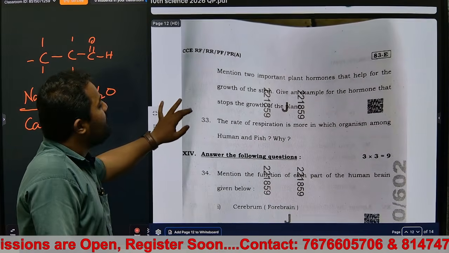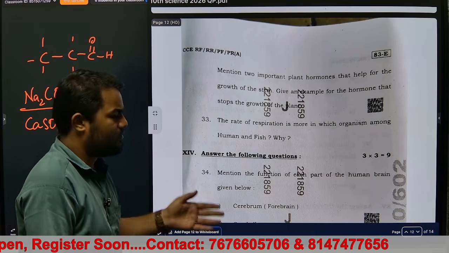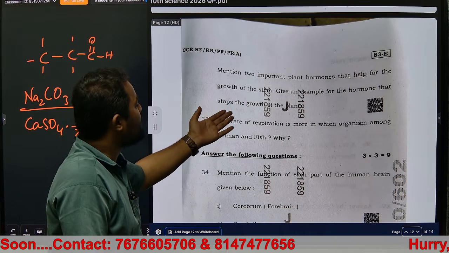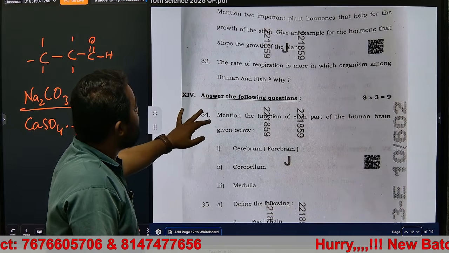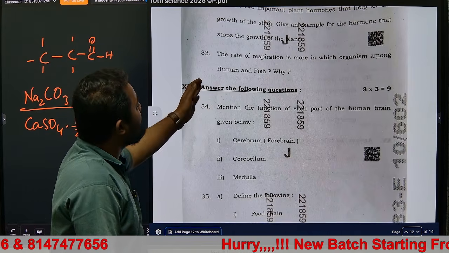Mention two important plant hormones that help the growth of the stem: auxin and gibberellin. Give an example for the hormone that stops the growth of the plant: abscisic acid. Okay, the rate of respiration is more in which organism among the human and fish?